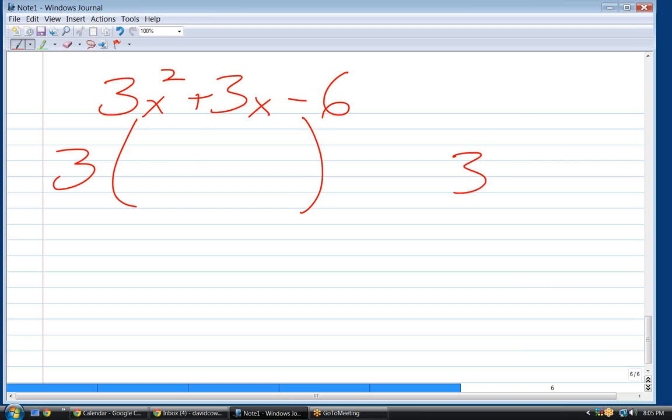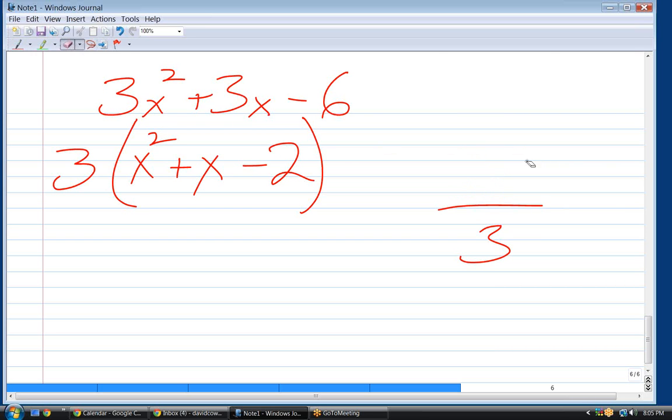What is 3x squared divided by 3? It's going to be 1x squared. You can't leave that x squared out of there. Okay, what's the middle term? What's 3x divided by 3? 1x. And what's minus 6 divided by 3? It'll be negative 2.